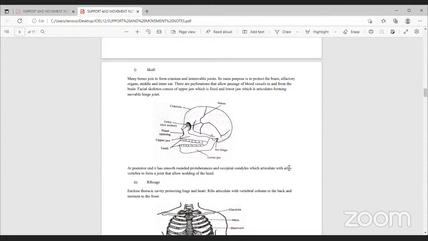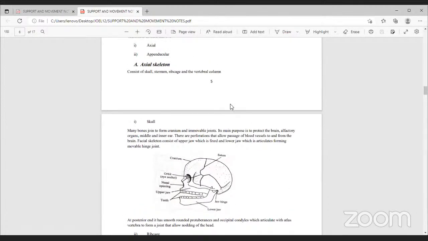So when you talk about the atlas, remember, I've told you that the exoskeleton is made up of the skull, the sternum, the ribcage and the vertebral column. The vertebral column is made up of 33 bones, starting from the neck region. So the first bone that articulates with the skull is referred to as the atlas.